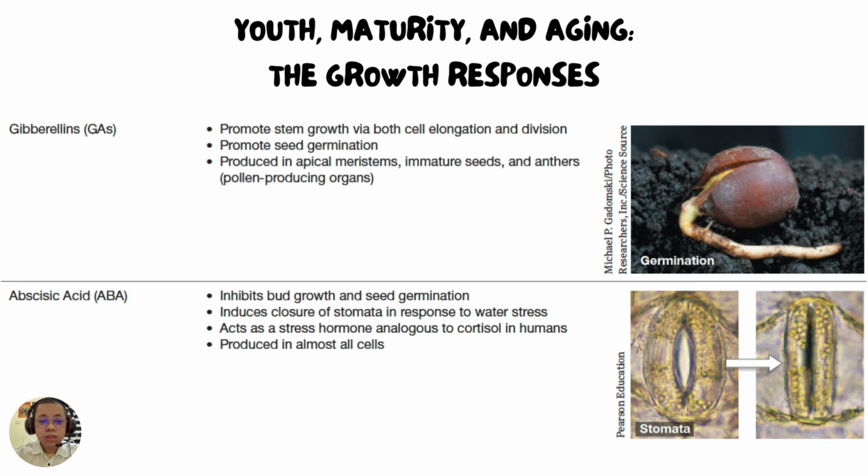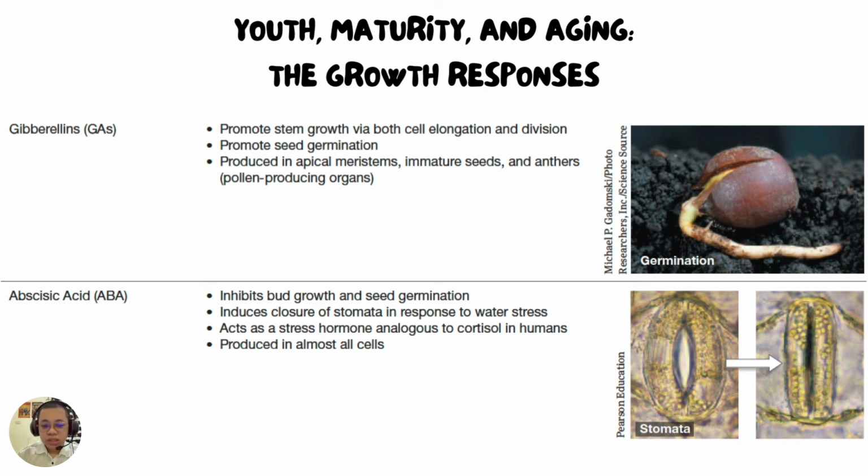It promotes stem growth via both cell elongation and division. It promotes seed germination. What light? Red light. Produced in apical meristem, immature seeds, and anthers. Those are pollen-producing organs. Abscisic acid, or the ABA, inhibits bud growth and seed germination.